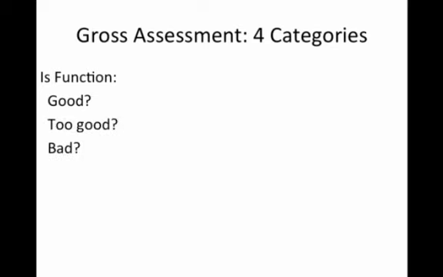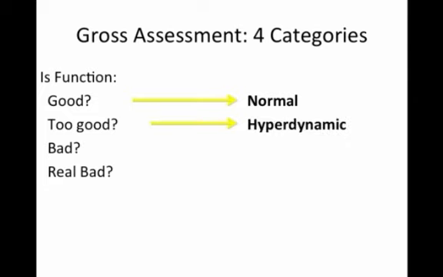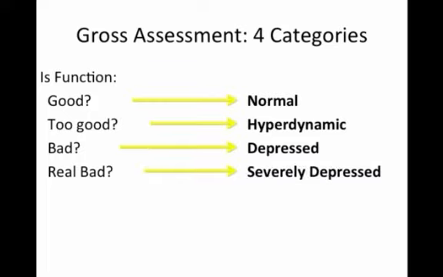We favor a 4-category assessment of gross function. The LVs must be classified. Too few classifications of function result in overgeneralizations, and too many different classifications of function result in clinically insignificant distinctions between categories. So, as I alluded to, the layperson parlance of whether the ventricle is good, too good, bad, or real bad can easily be converted to the echocardiographic terminology of normal, hyperdynamic, depressed, or severely depressed.